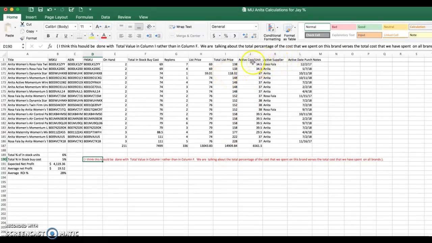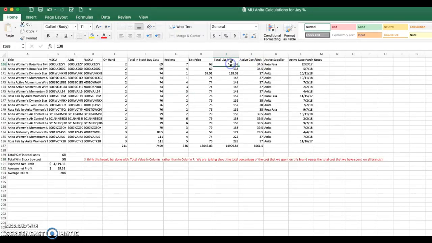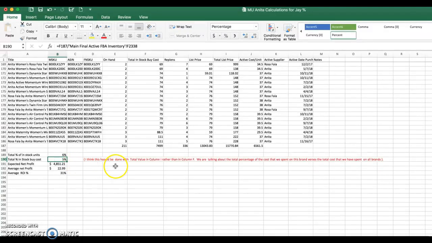So column I is the total list price. So this is the list price. This is what we're selling it for. So potentially we could sell this for whatever we want. If you think about it like this, if we were selling this one for $999, it wouldn't make sense. It would totally make the total in buy stock price go up. I mean, because basically it's the same thing here.